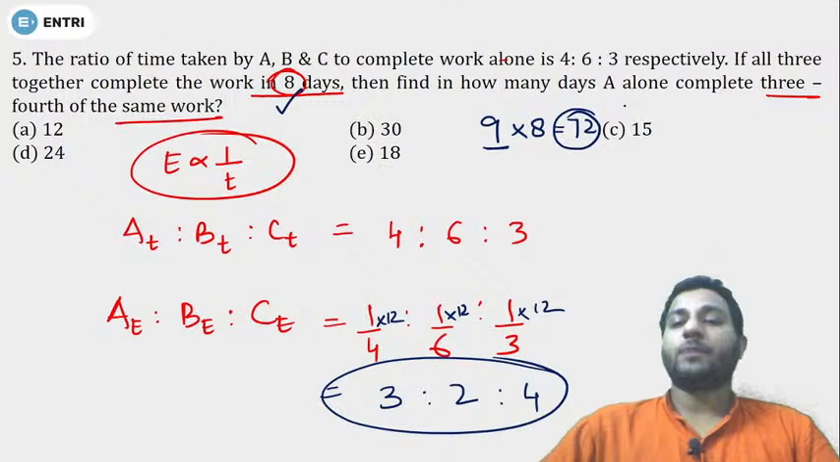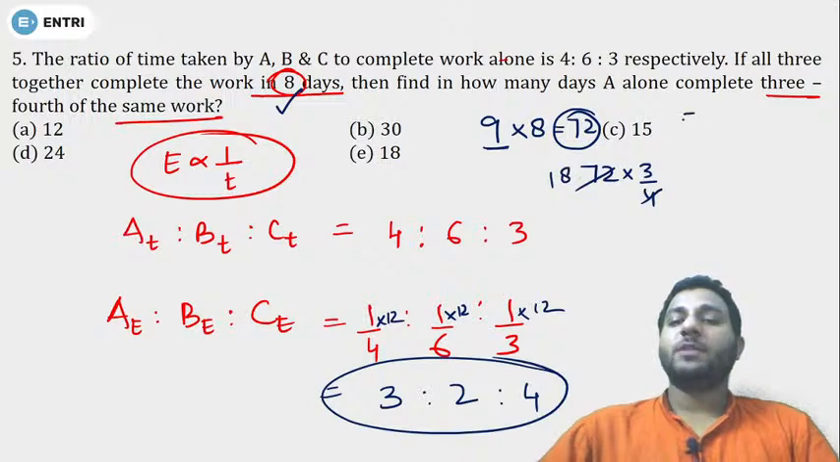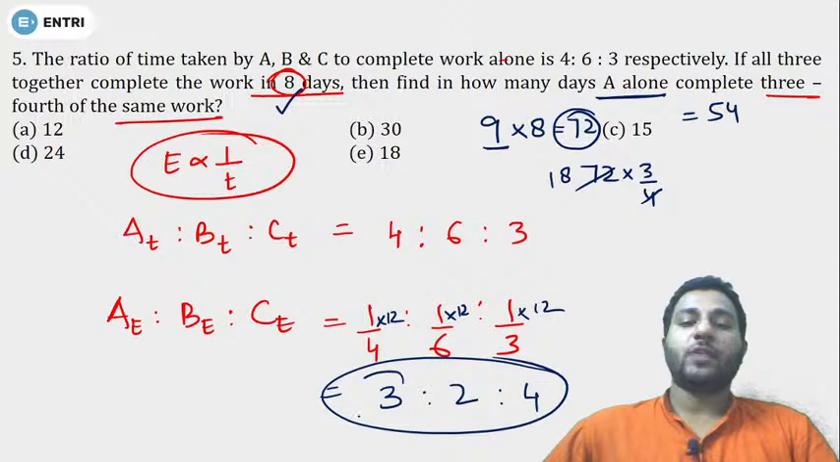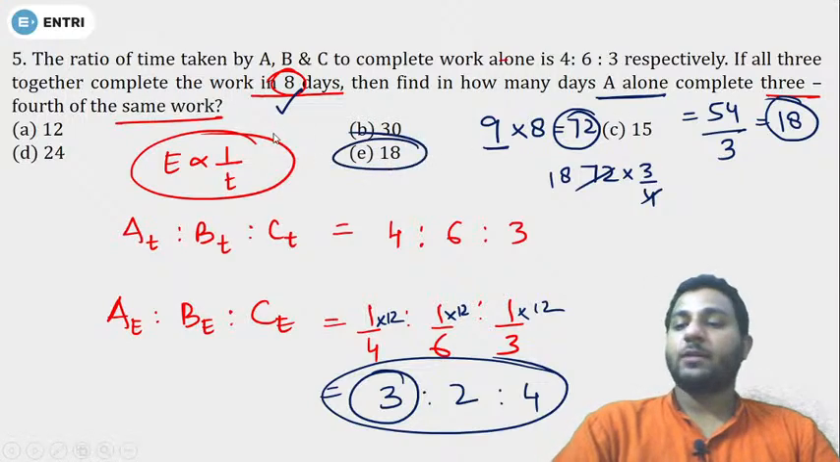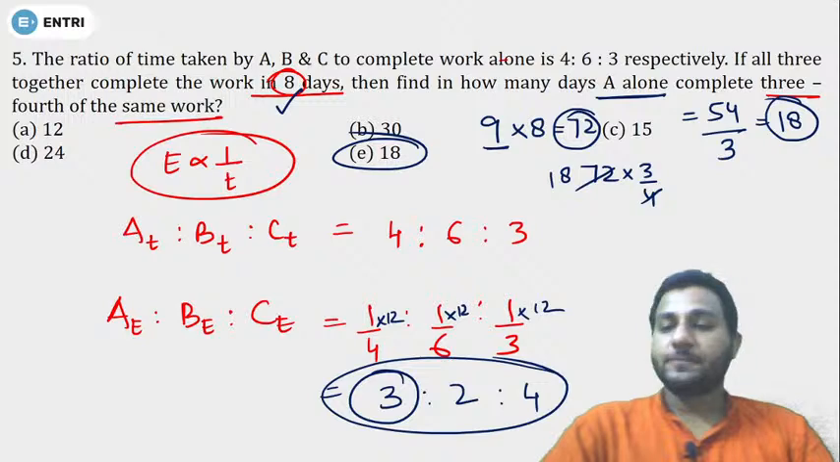so they have completed 72 work. Now they are asking about the 3/4 of the work, which means 54 units of the work will be completed by A alone. So A will take only 18 days. So your option E will be the correct one. Are you getting it?